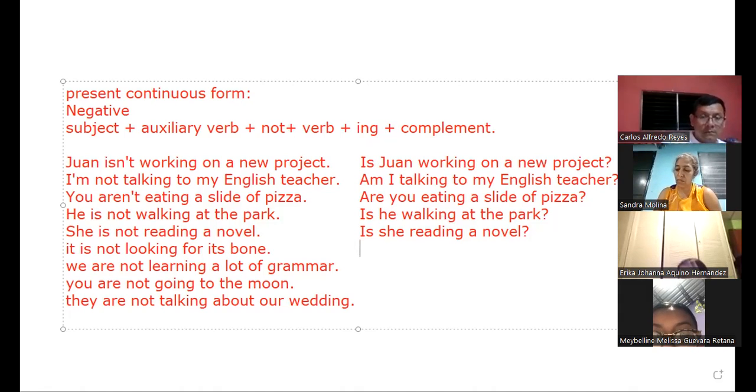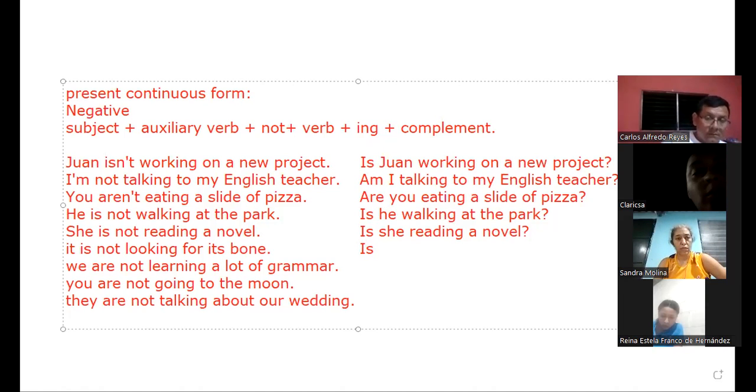Is it looking for its bone? Yeah. ¿Y la negativa? Isn't it looking for its bone? Yes, entonces se le diría, isn't it looking for its bone? Yeah, very good. Is it? Excellent, good job. ¿Cómo se pronuncia, teacher?